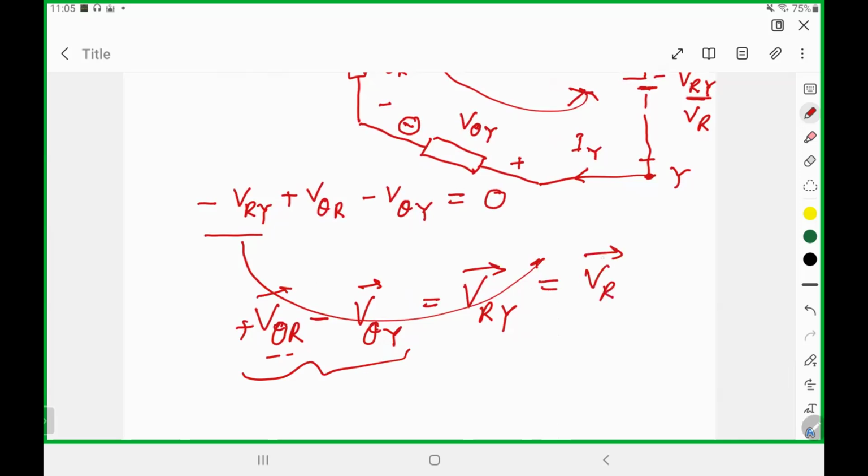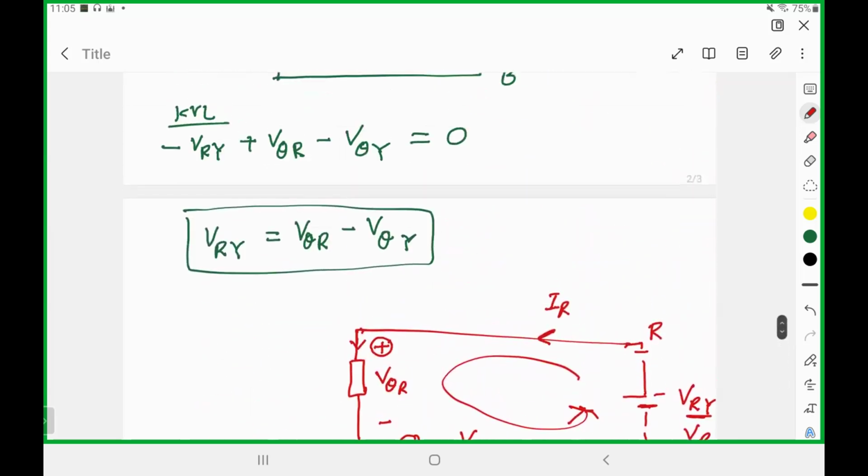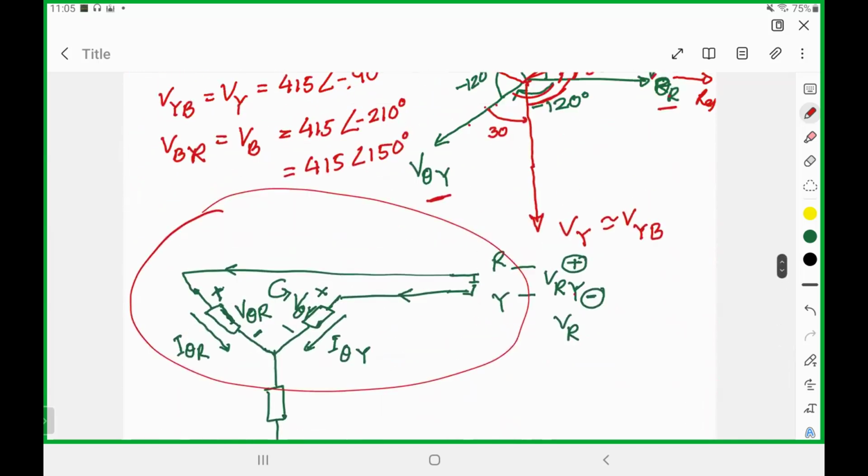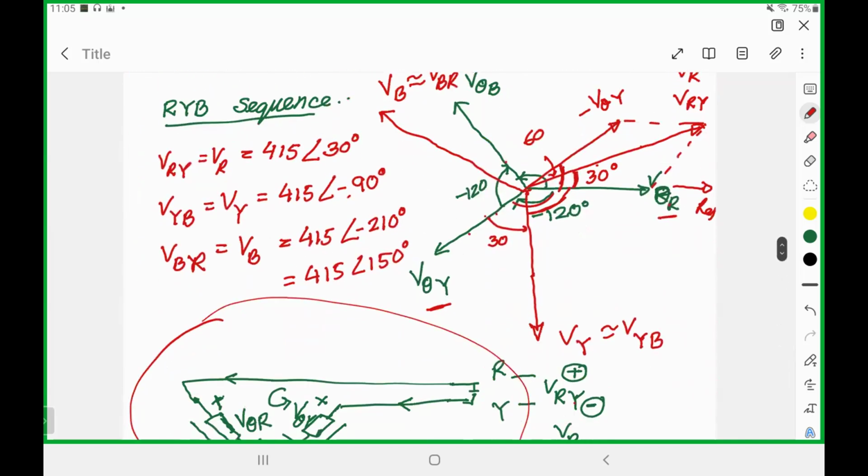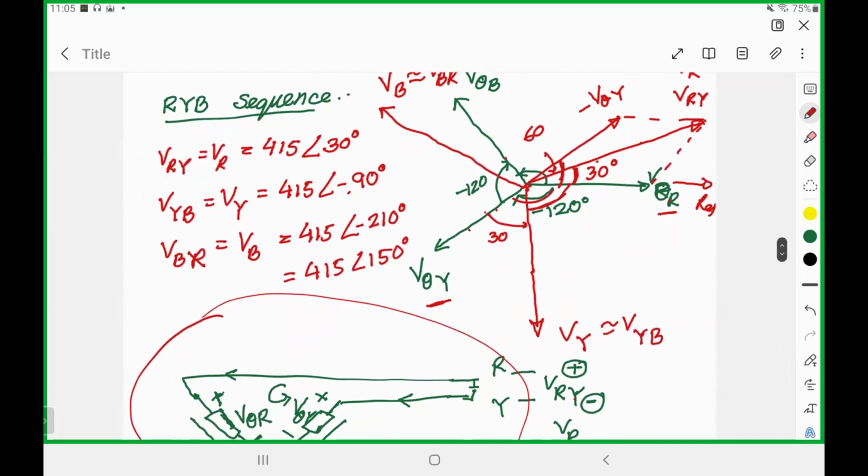We are using this just for the angle, not for the magnitude, because the magnitude we already know. For VθR and VθY, we are just ignoring the 239 or whatever. If you want, you can do this calculation with the rectangle, but we already know it, which is why I have not shown you this calculation.